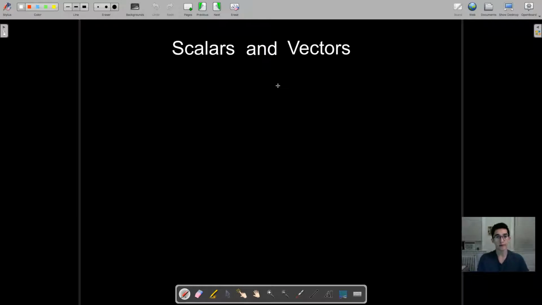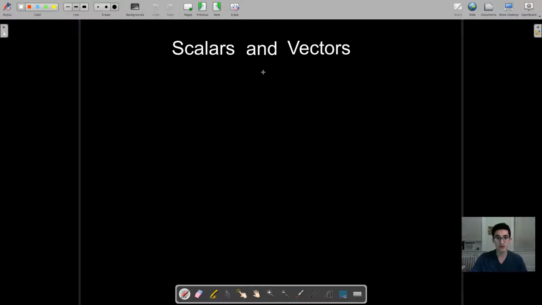So, before we begin with kinematics, we first need to define two very important concepts for kinematics and for physics in general. We need to talk about scalars and vectors. Scalars and vectors are two different types of quantities. These are categories, okay? And many of the things that we talk about, like position and time and acceleration and velocity, fit under one of these two categories, scalar or vector.